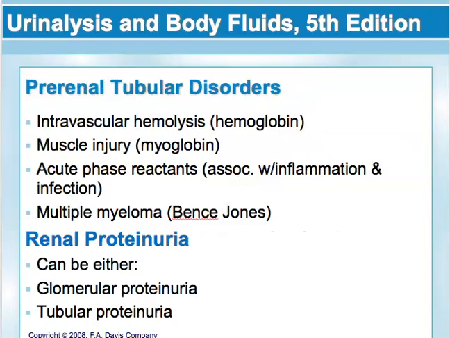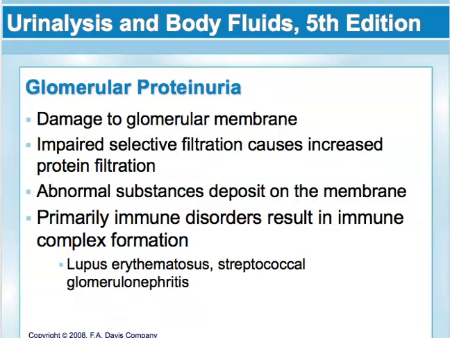Okay, and then here's a list of pre-renal disorders. So that includes intravascular hemolysis, muscle injury, which would indicate myoglobin, acute phase reactants, and multiple myeloma. So next we're going to talk about renal proteinuria, which is proteinuria associated with true renal disease and is the result of either glomerular or tubular damage. So we're going to talk about the differences.